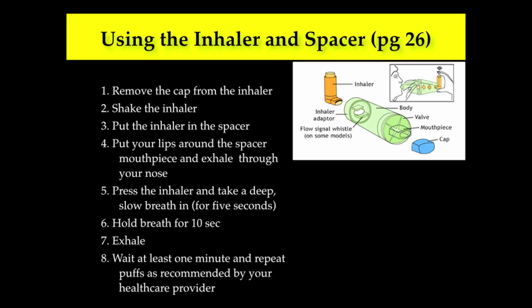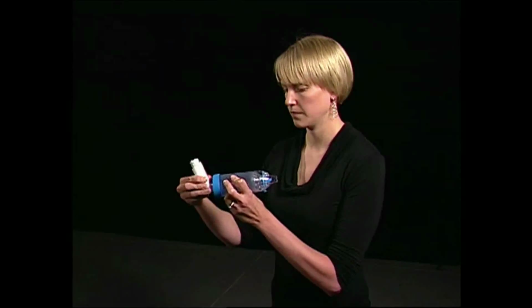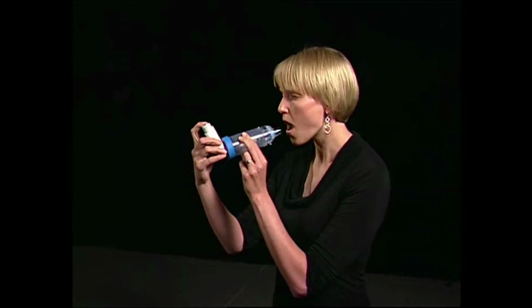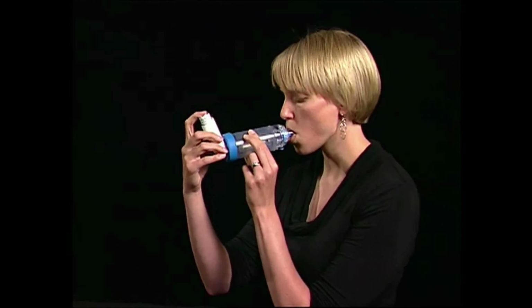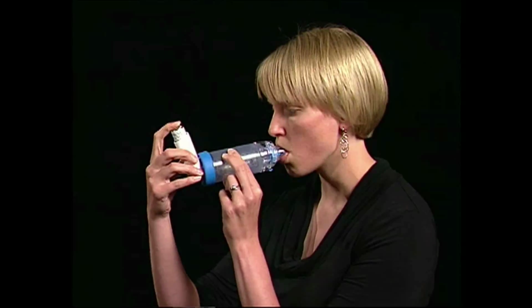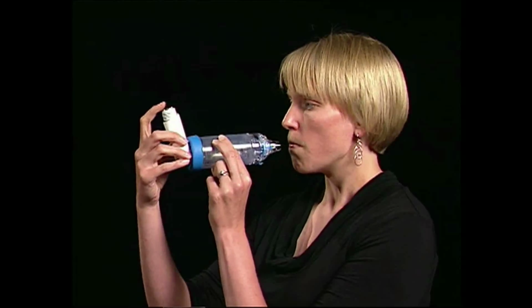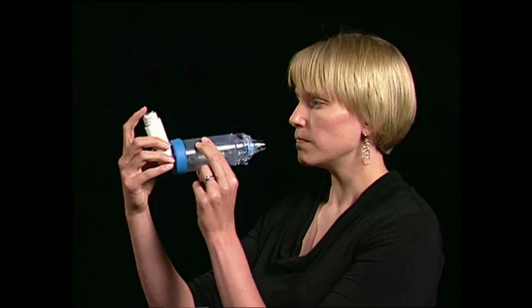To help a student use their inhaler with a spacer, follow these steps. Step 1. Remove the cap from the inhaler. Shake the inhaler. Put the inhaler in the spacer. Put your lips around the spacer mouthpiece and exhale through your nose. Press the inhaler and take a deep, slow breath in for 5 seconds. Hold breath for 10 seconds. Exhale. Wait 1 to 3 minutes before administering a second puff.